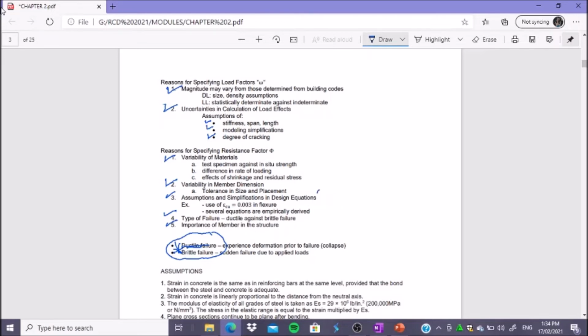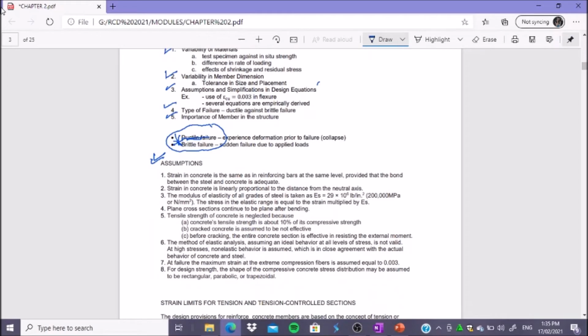Now, how do we design a structure? Even in chapter 1, before we derive the formulas, we have assumptions. Actually, these are the assumptions. Number 1, strain in concrete is the same as in reinforcing bars at the same level, provided that the bond between the steel and concrete is adequate.